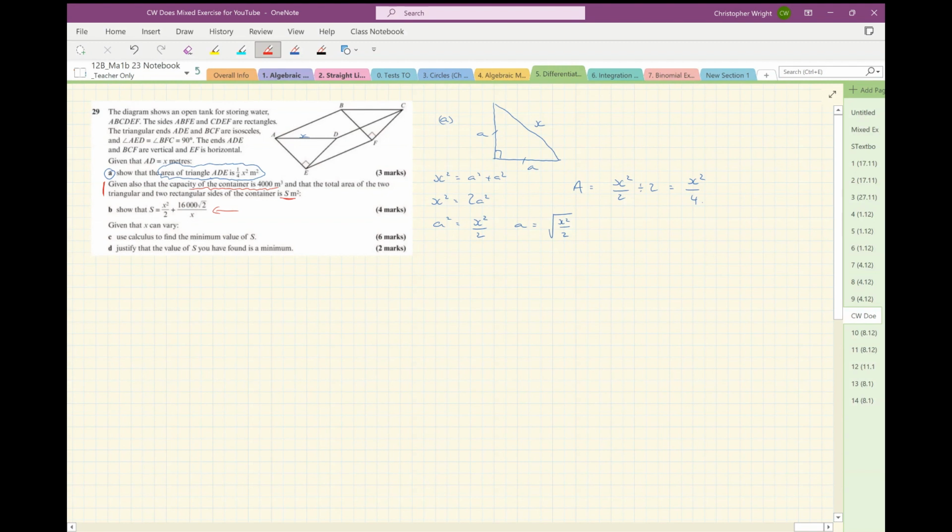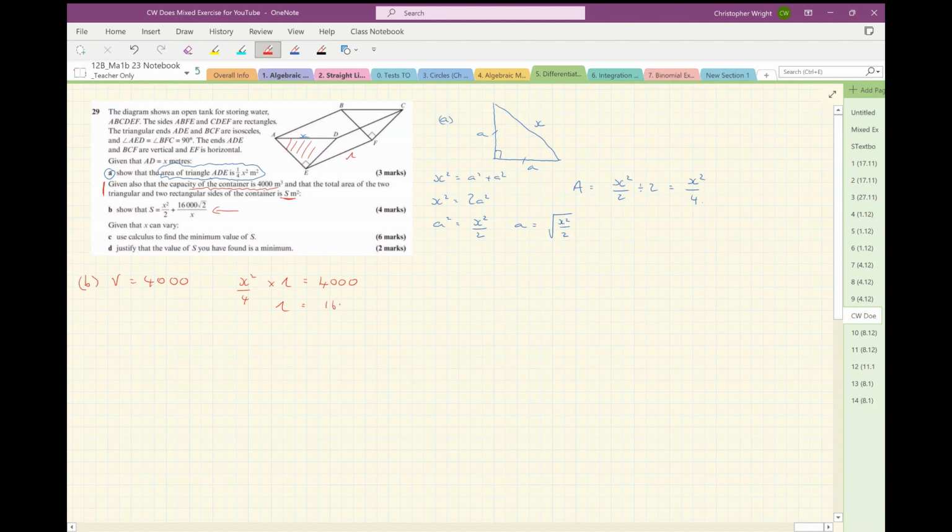Right, let's use this fact we've been given about the capacity of the container. So part B. I know that the volume of the container is 4,000, which means that the area of the end times the length, which I'll call L, must be 4,000. I know the area of the end is x squared over 4, so x squared over 4 times the length must be 4,000. I'm going to use this to give me an expression for L.